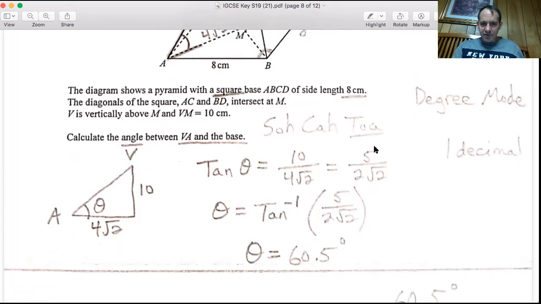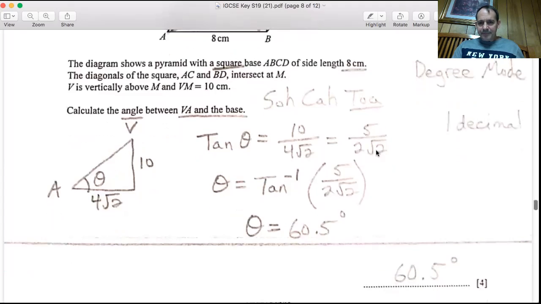This reduces to 5 over 2 root 2. You don't really have to do this. I'm not sure why I did it. You can just plug this into your calculator. To solve for theta, you have to take the inverse tangent. The inverse tangent on this side cancels out the tangent, leaving theta.